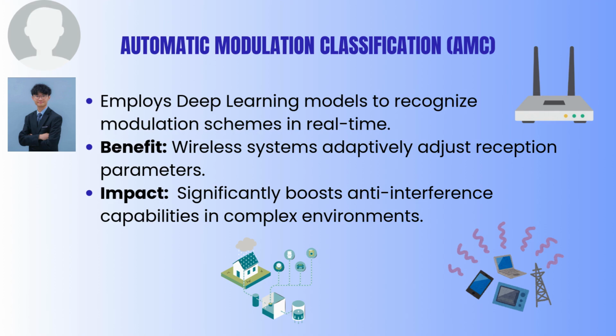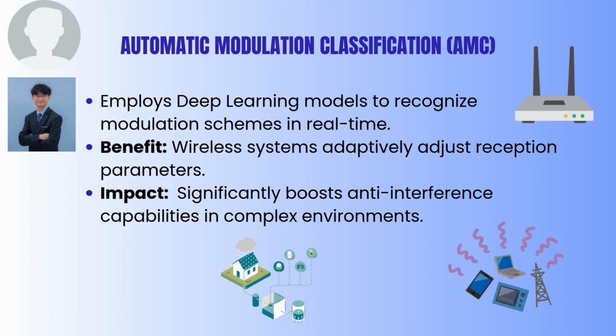Another important advancement in amplitude modulation is automatic modulation classification (AMC). AMC employs deep learning algorithms to automatically identify modulation schemes in real time without prior knowledge of the signal. This capability allows wireless receivers to dynamically adapt their demodulation and filtering parameters according to the detected modulation type. As a result, communication systems become more robust against noise and interference.